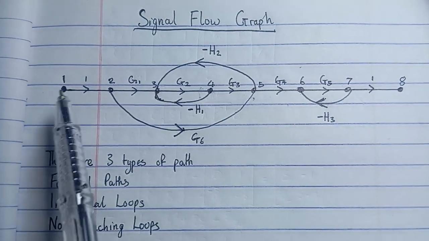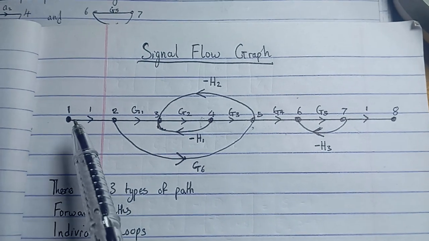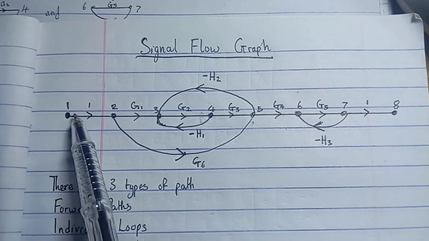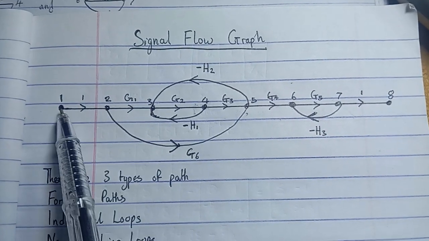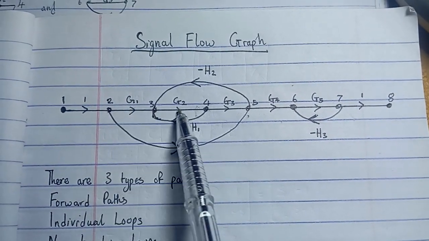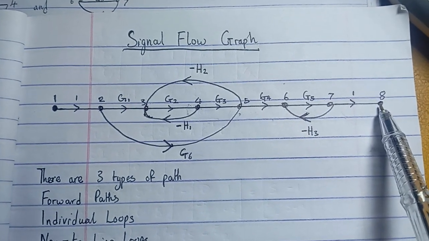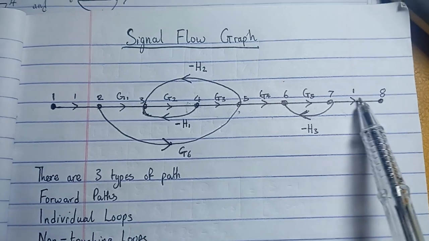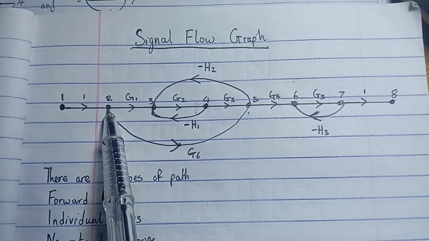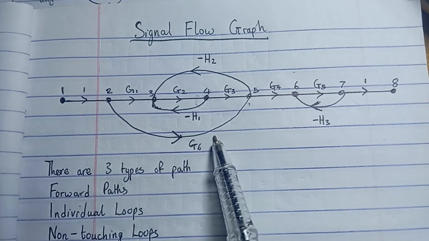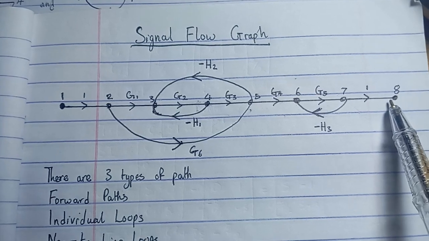Okay, so when we're talking about forward paths, we're looking for the path in which the signal flows from point 1 to 8. So we can say one forward path is 1 to 2, then to 3, to 4, to 5, to 6, to 7, to 8. Along this path is a forward path. Another forward path we can say, instead of going direct, we can go 1, 2, split off at this junction, we get to 5, 6, 7, 8.